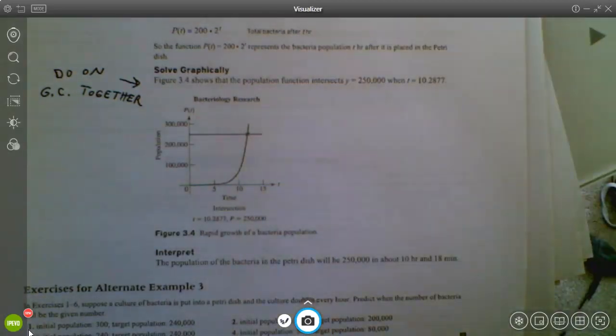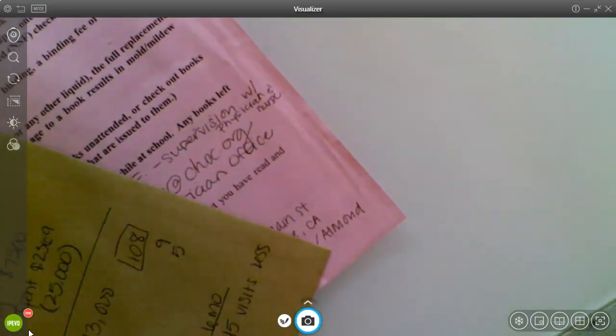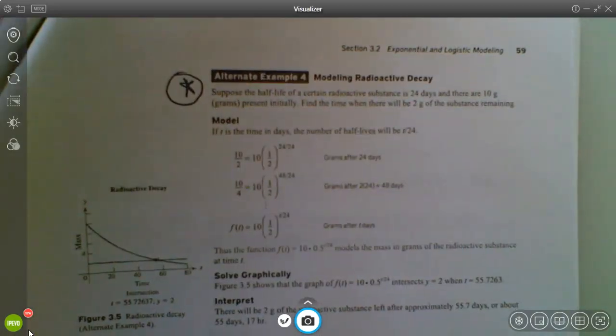Like I said, we're going to be doing that with logarithms in the near future. But that's what we can do for this lesson. And let me take you to this last page. And let's do a decay problem.